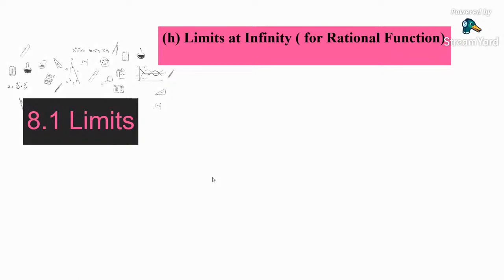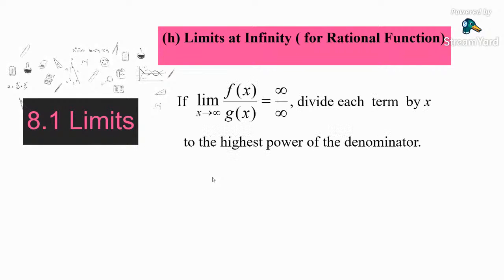Okay, so limit at infinity for a rational function. Just now we were having something like infinity squared, 1 over infinity, and so on. But I didn't say anything about what happens if we have infinity over infinity. So what will happen if we have infinity over infinity?